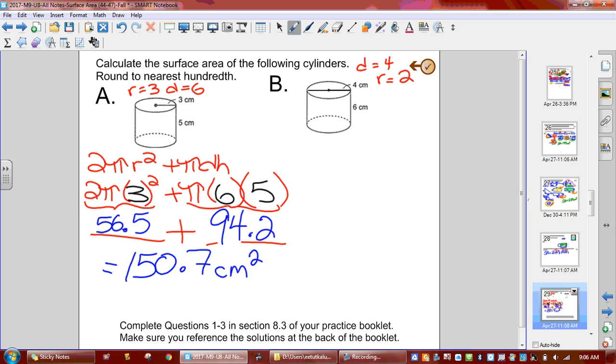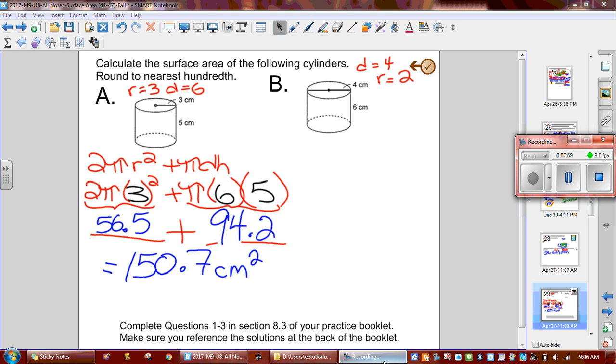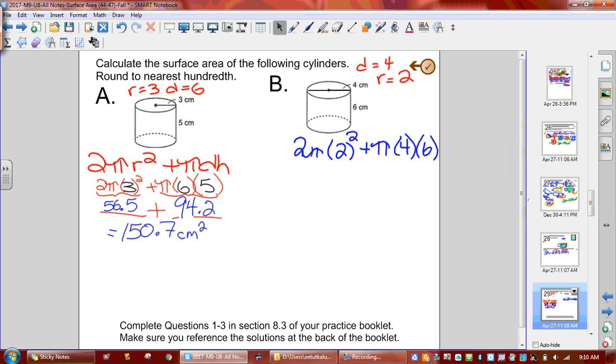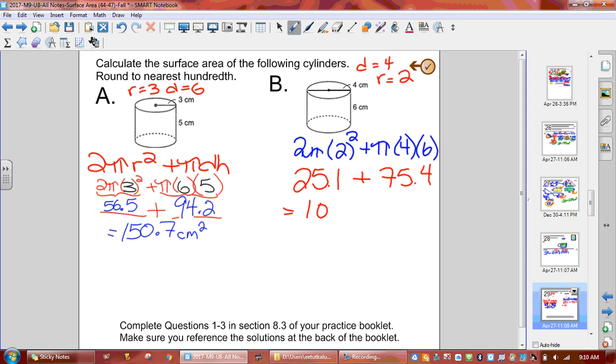Okay, I want you guys to do B the exact same way. Pause now and play when you're ready. Okay, you've had some time to look at this guy. So now, we put the numbers in the spots they belong. We should get 25.1 plus 75.4 to give us 100.5 centimeters squared. Check your work.